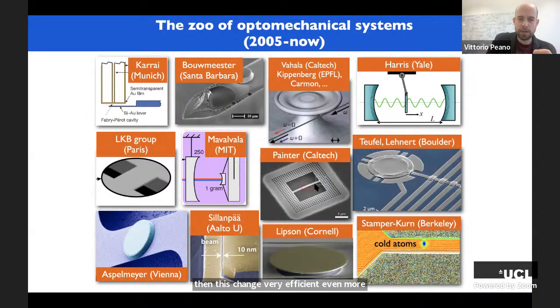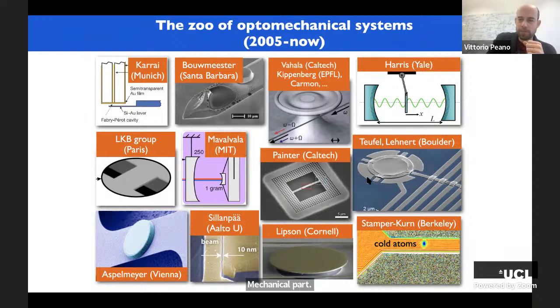Then another very interesting platform is this one by Oscar Painter, and many other groups use this kind of platform. They are based on optomechanical crystals. Here the idea is that you have a periodic structure, and there will be a band gap in this periodic structure. Then you create a defect in the periodic structure, and this creates a mode that is in the band gap, and so very well isolated from the rest of the modes. The difficult thing is to be able to do this at the same time for the optical and mechanical part.